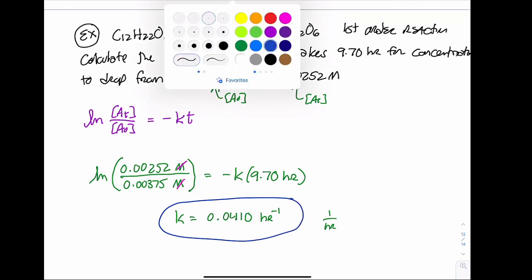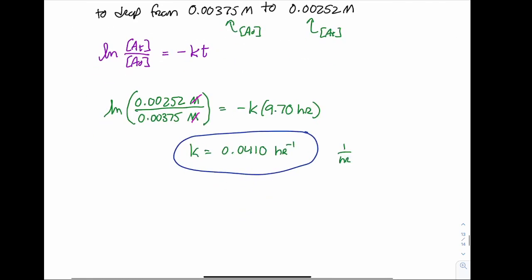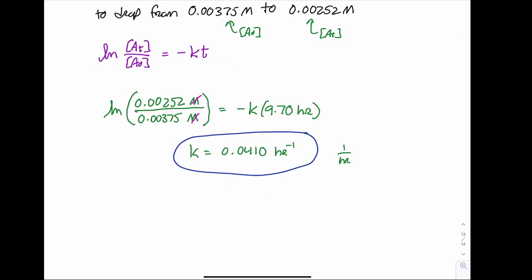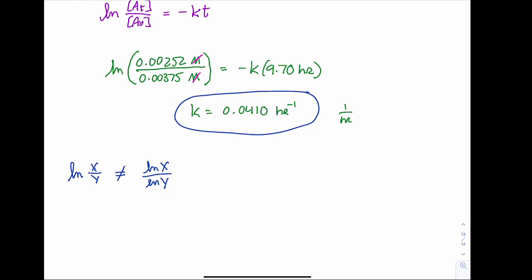Again, be careful with the math. I'm just going to write this on here. If I have the natural log of x over y, that does not equal, notice this is a does not equal sign, the natural log of x over the natural log of y. That's not true. Be really careful. Don't type that in wrong. It also doesn't equal the natural log of x divided by y. That doesn't work either.